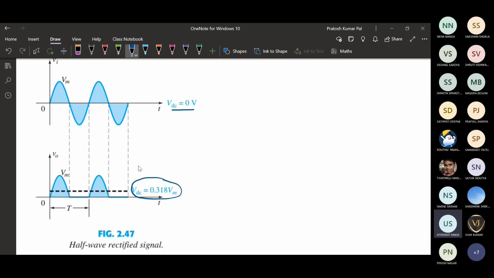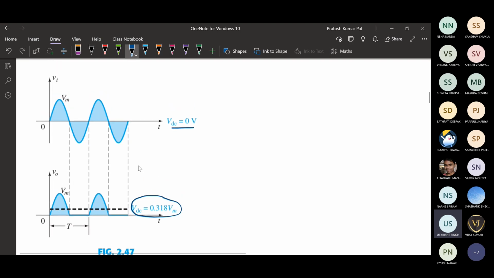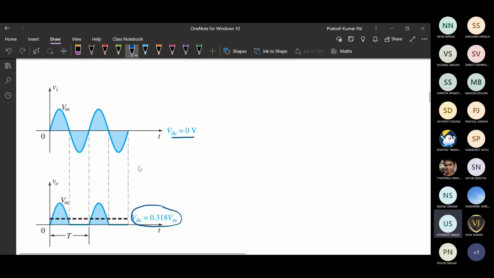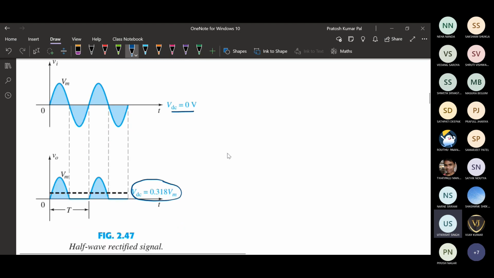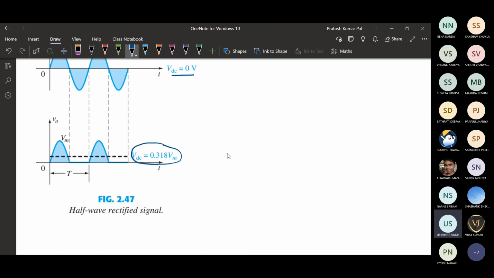Okay, so it is very easy to depict. If the diode is on, we get the same output as the input, and if the diode is off, we get an output of 0. So it is the simplified half wave rectifier. It is called half wave because we are getting at the output only half of the input waveform. That's why it is called a half wave rectifier.